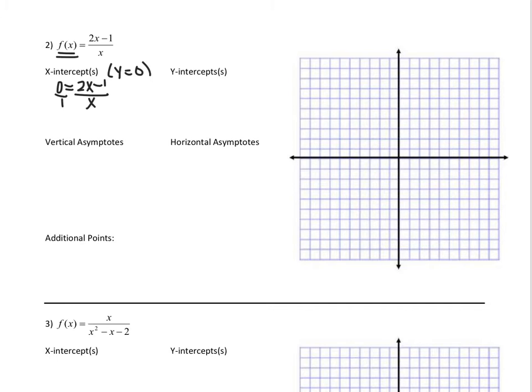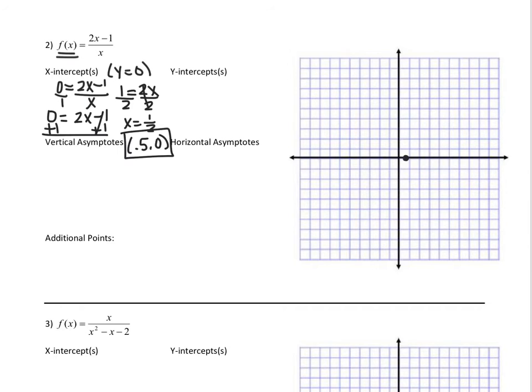Put this over 1 and cross multiply. So 0 times x is 0. And 2x minus 1 times 1 is 2x minus 1. Add the 1 on both sides. We get 1 equals 2x. Divide by 2. X is equal to 1/2. So as a point, it's 0.5 comma 0. So let's go ahead and label that. So 1/2, 0 is approximately right there.